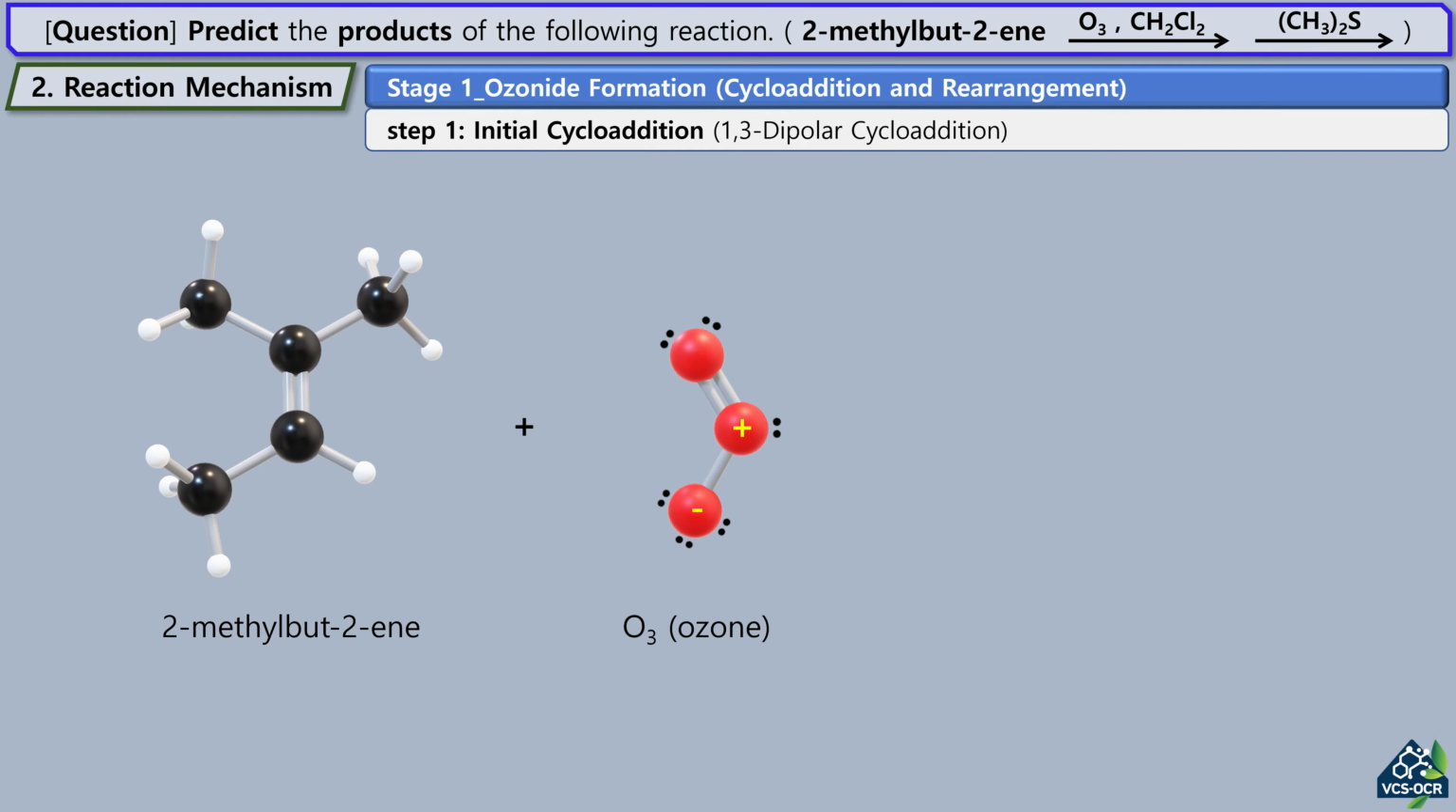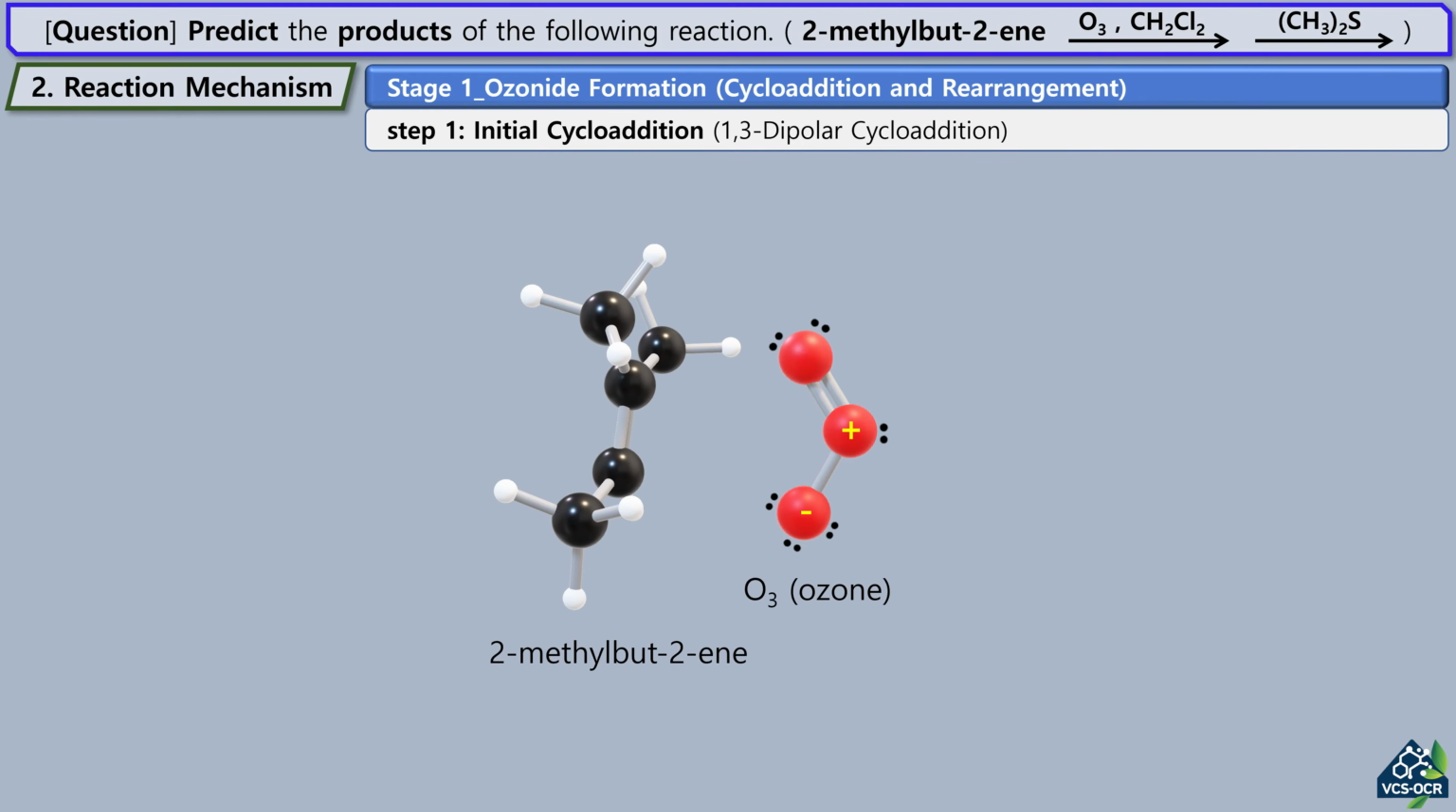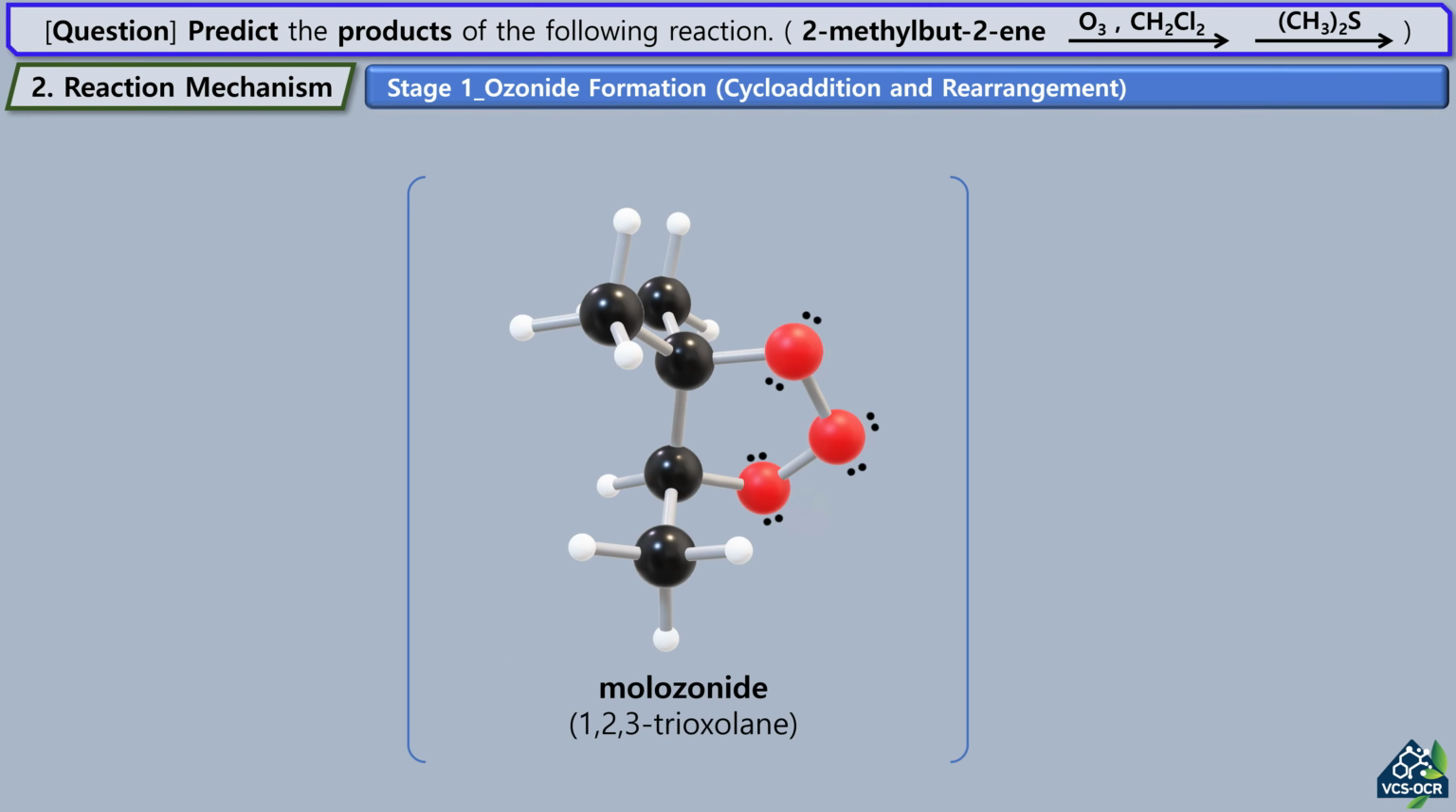Step 1. Initial cycloaddition, 1,3-dipolar cycloaddition. The pi electrons of 2-methylbutene attack one end of the ozone molecule, while the third oxygen atom simultaneously attacks the other carbon. This process is concerted, meaning it happens in a single step, without intermediates, and is known as a 1,3-dipolar cycloaddition. This forms a highly unstable, 5-membered ring intermediate called the molozonide, a 1,2,3-trioxolane.